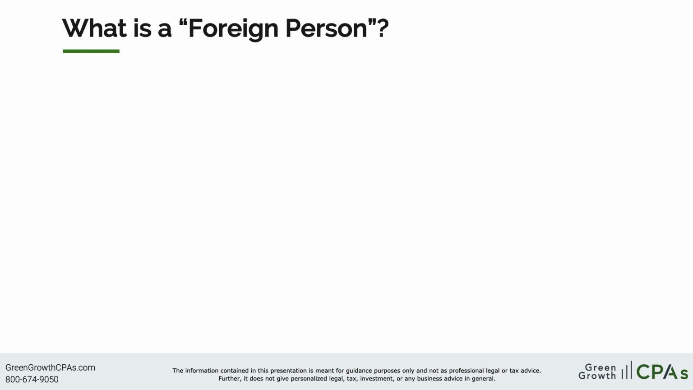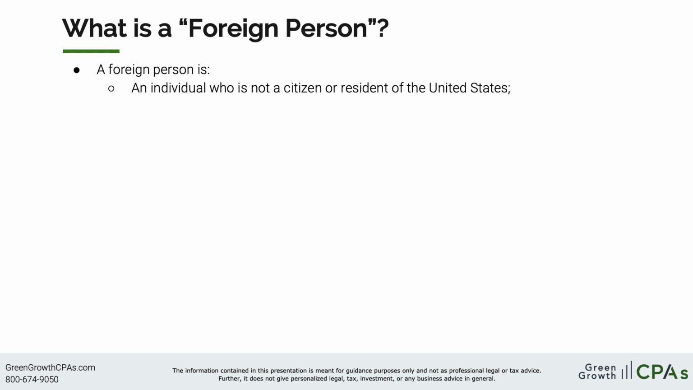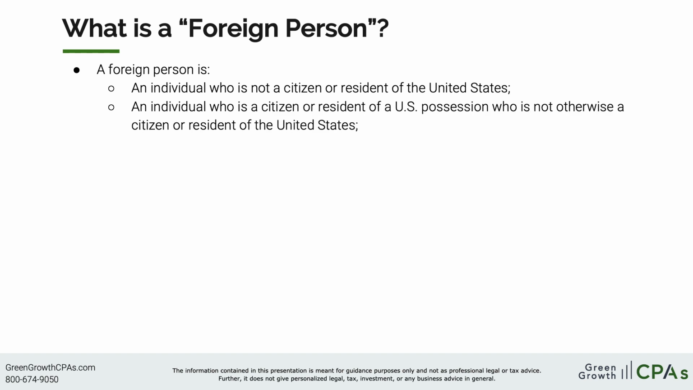So when you talk to your CPA, it's very helpful to know what is a foreign person. So when we talk about Form 5472, we talk about foreign ownership. So what is, quote unquote, a foreign person? A foreign person can be defined as an individual who is not a citizen or resident of the United States. It can also be defined as an individual who is a citizen or a resident of a U.S. possession who is not otherwise a citizen or a resident of the United States.